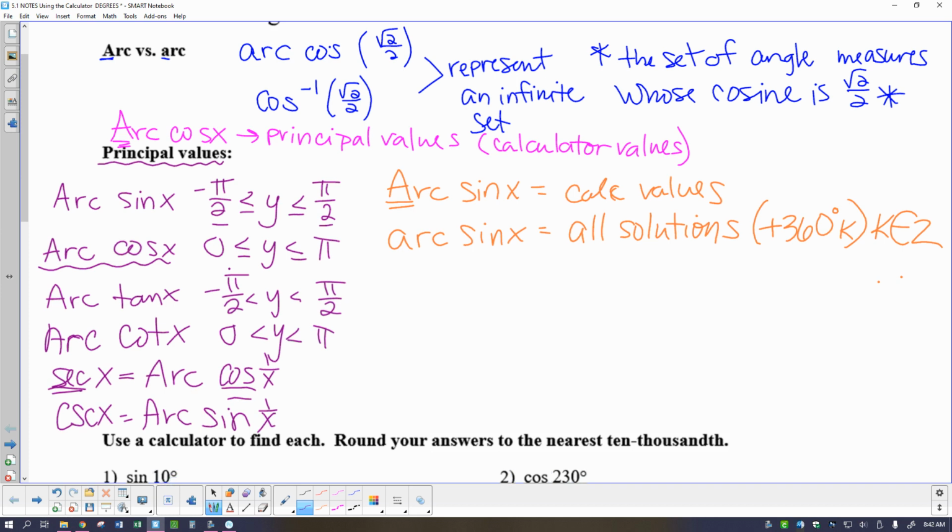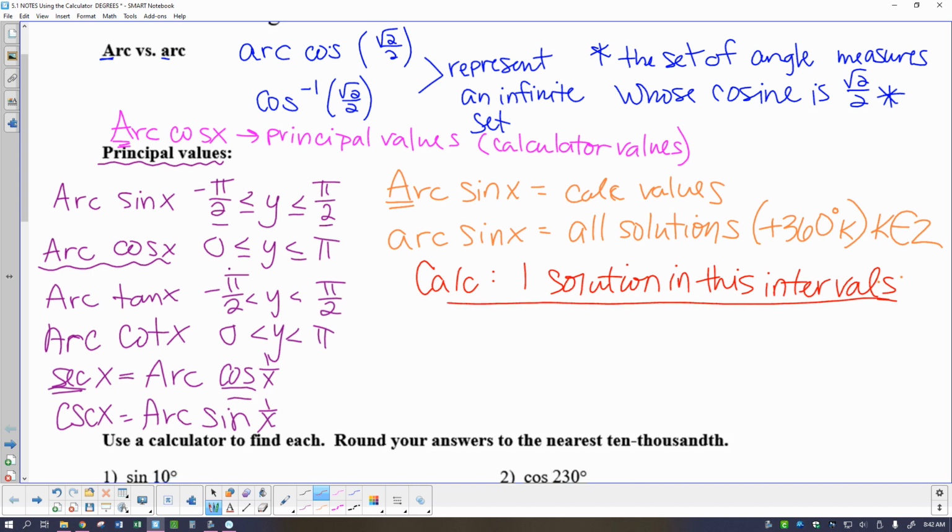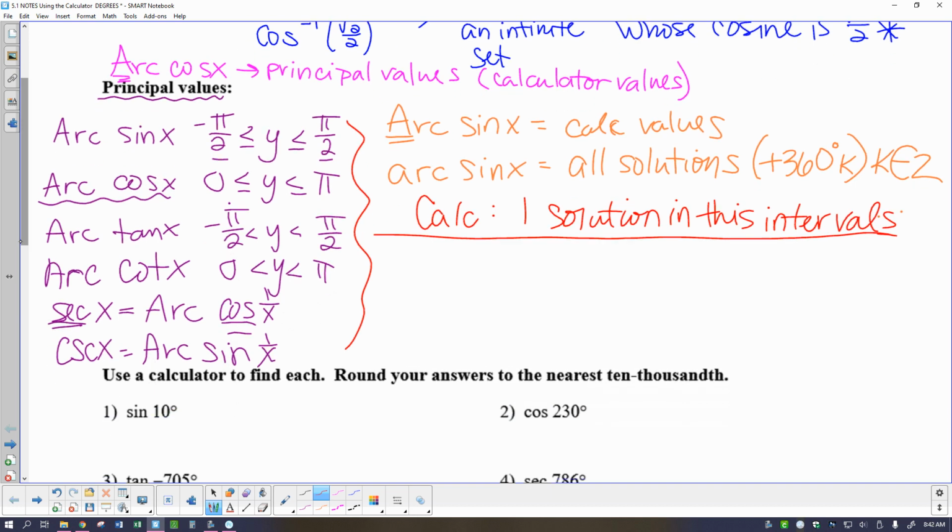Okay, so those are kind of making sense to us, hopefully. The other thing is your calculator. It's going to give you one solution in these intervals that I just listed. So the calculator is going to give you one solution, and then it's our job to be able to figure out and make sure that we're getting all of the answers that the question's actually asking you for.